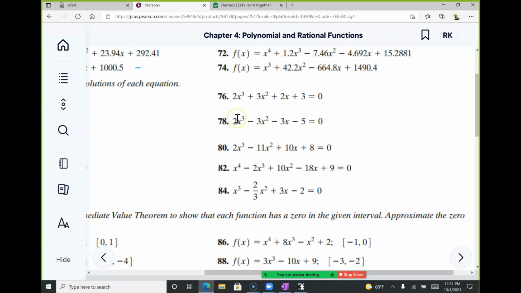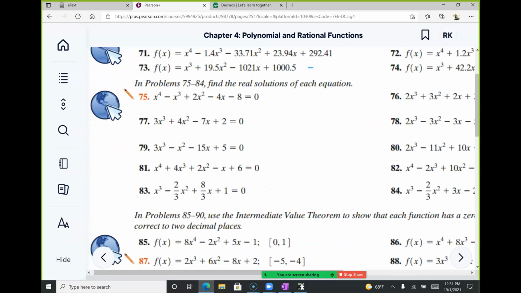Well, let's do 76. Okay, just take a picture of 76 for me. No, 77, sorry. Robert, come on. 77: 3x cubed plus 4x squared minus 7x plus 2.